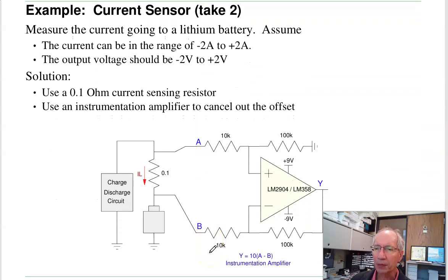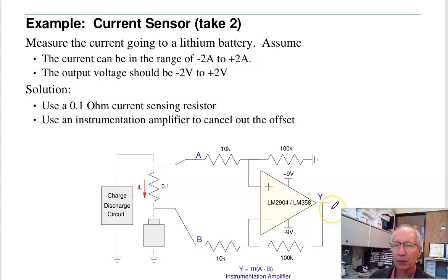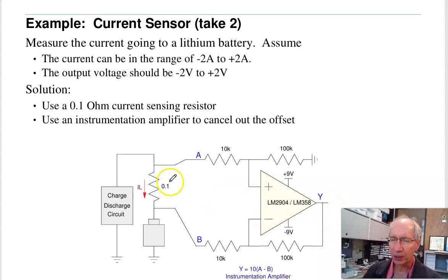Second version. If my current sensing resistor is not to ground, I could use a differential amplifier. That's where this one's used. I'm going to convert current to voltage with a 0.1 ohm resistor. This is why they make 0.1 ohm resistors, in case you ever want to measure current. I'll amplify by 10, so 1 volt is 1 amp.